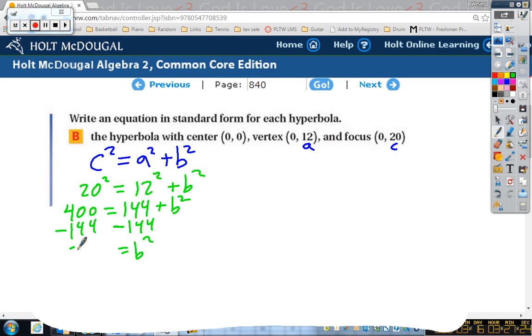And that gives 256. If I take the square root of 256, I get 16. So b equals 16. Okay? But remember, I really don't care what b equals. I'm really only concerned about the b squared.